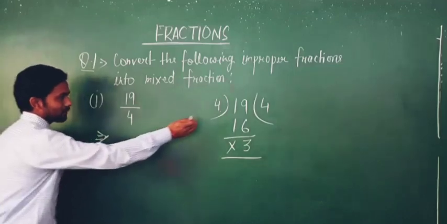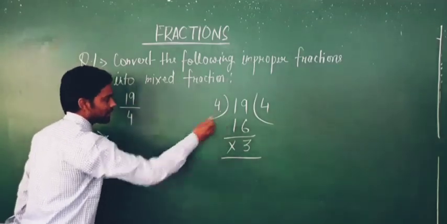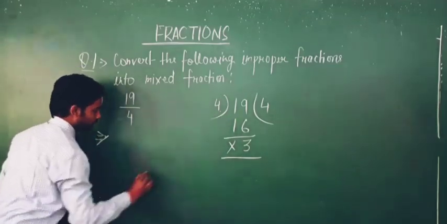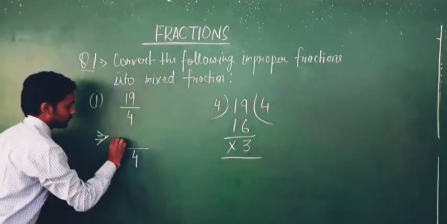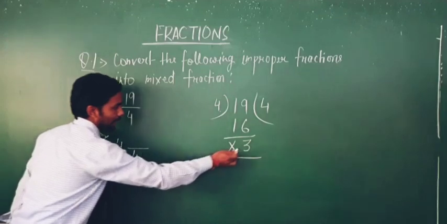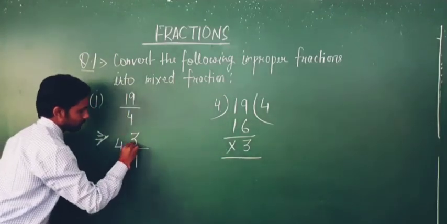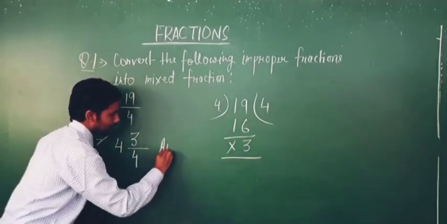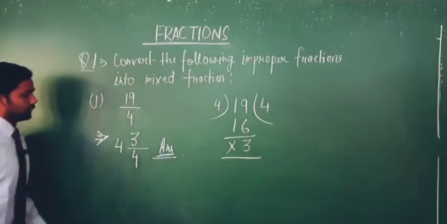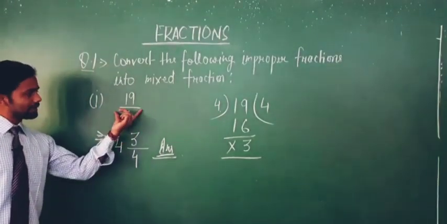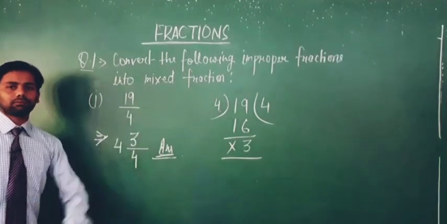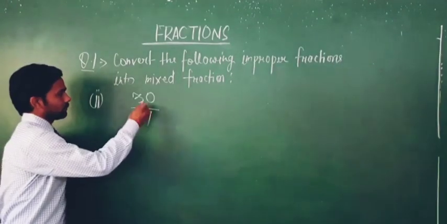Then it is written in mixed form: 4, the quotient is in the whole place and the remainder is in the numerator, then this is the answer. This is the mixed form of this improper fraction. Okay, this is the second part.